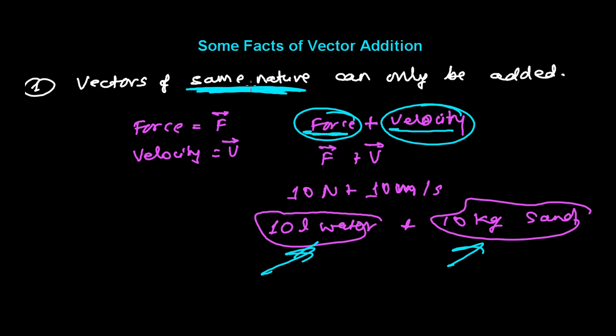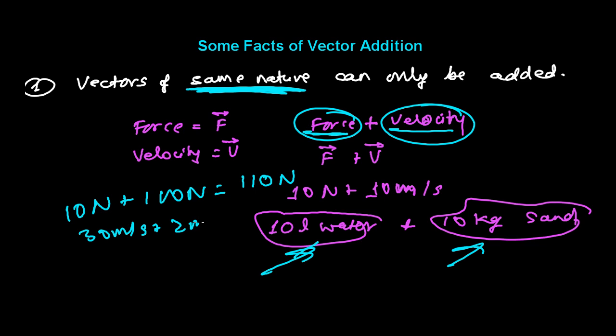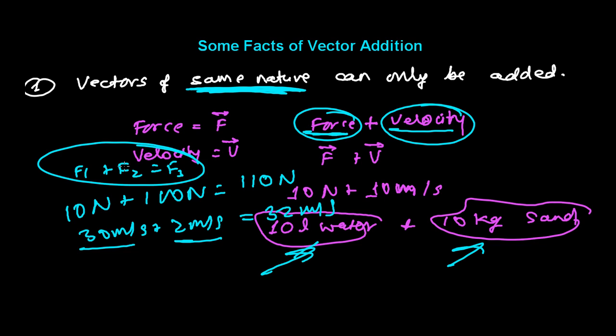Keep that in mind. All right, so if you want, you can add 10 Newton with 100 Newton, and that together will give you 110 Newton. If you want, 30 meter per second plus 2 meter per second will give you 32 meter per second. Here I'm adding velocity with another velocity. One force with another force gives you another force. So I just want to say that vectors of the same nature can only be added.